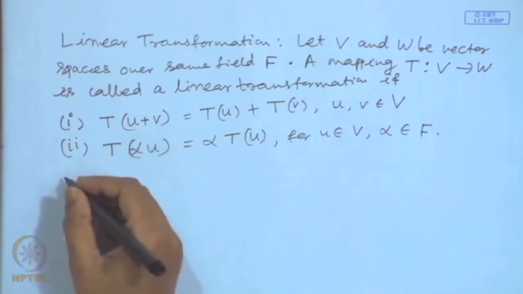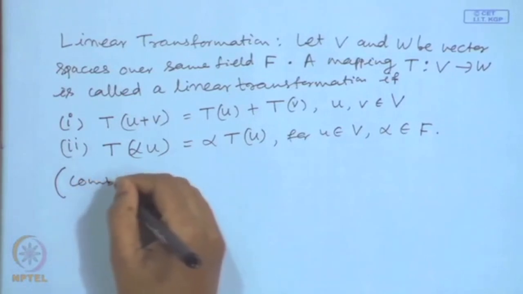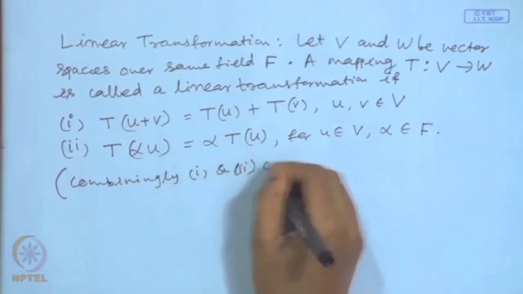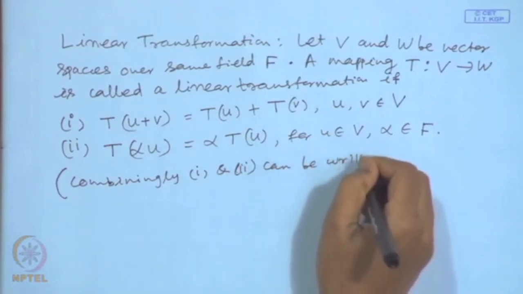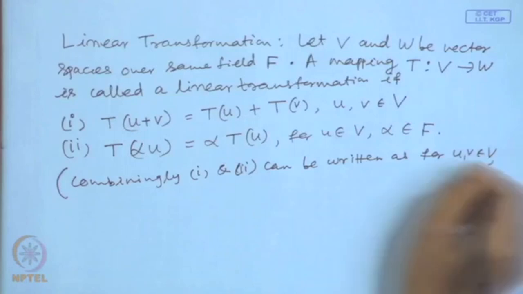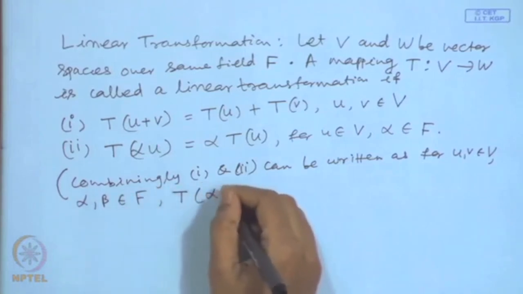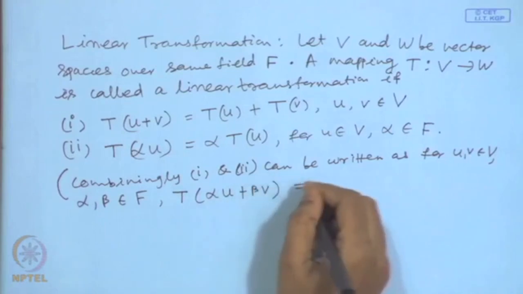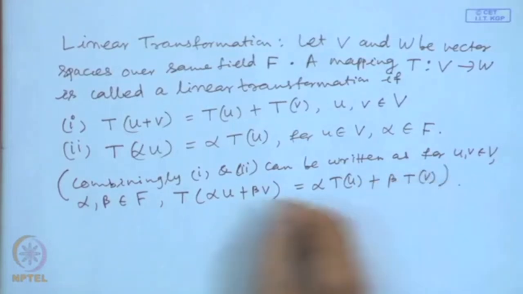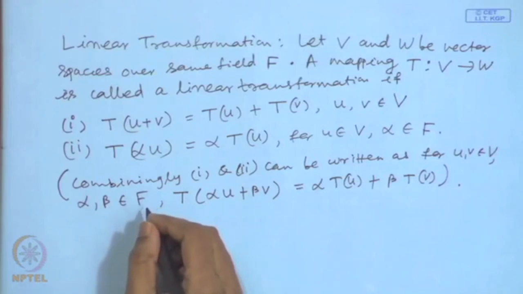Combiningly, the first and second can also be written like this: for u, v belonging to the vector space V and alpha, beta belonging to F, T of alpha u plus beta v is equal to alpha times T u plus beta times T v. One can check this condition also for checking whether a mapping T is a linear transformation or not.